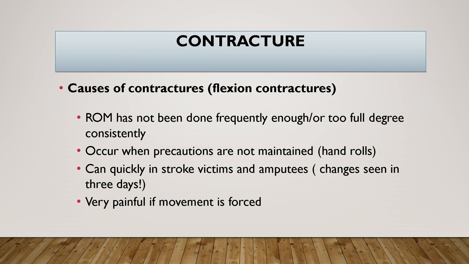Another reason may be range of motion was not started soon. Contractures may begin as early as 3 days after a stroke or an amputation. Keep in mind not to go past the point of resistance, as this may cause pain. This concludes this part of our Module 2.